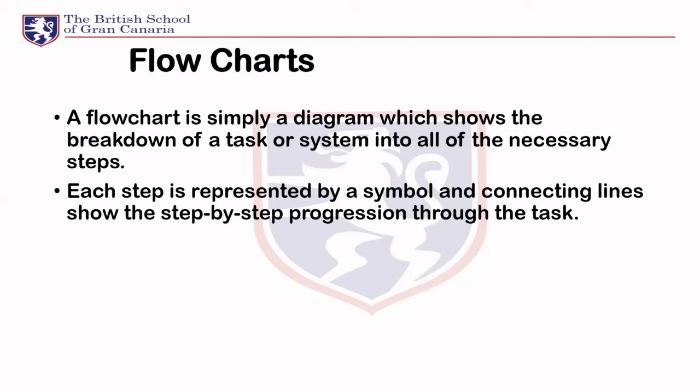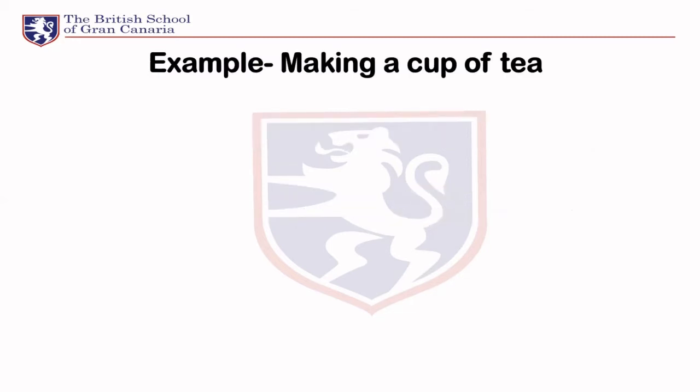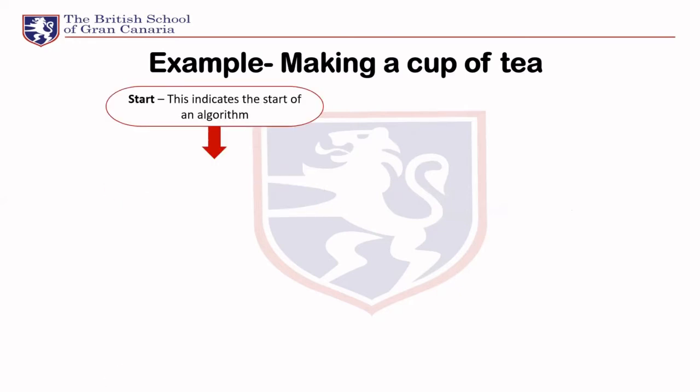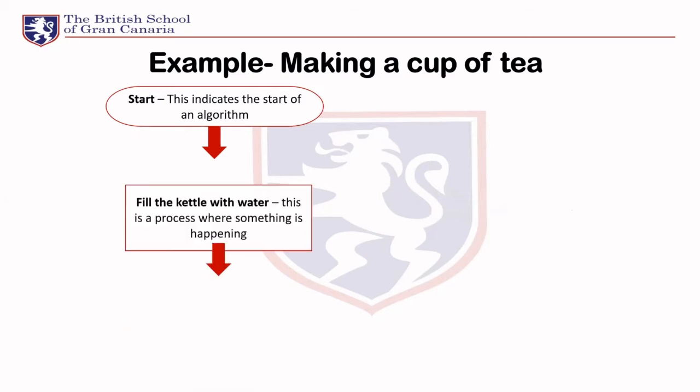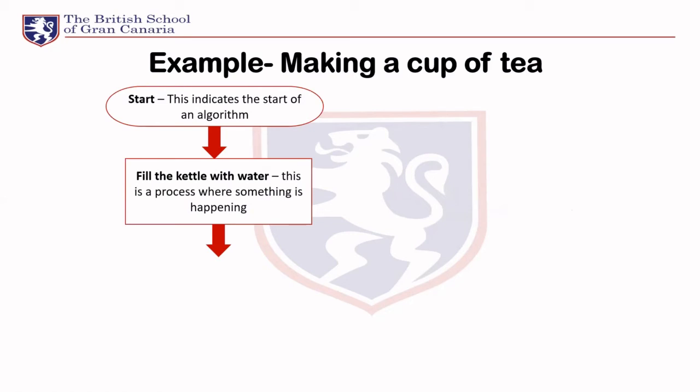Now one way that we can write algorithms is using flowcharts. Flowcharts, again, you've come across these before, break down a task using necessary steps, so we can recognize what each part of that task is. There's a shape to represent each instruction. So like making a cup of tea. In England, we do love a good cup of tea. So the start shape will indicate the start of an algorithm. Then you fill the kettle with water. This is a process where something is happening.